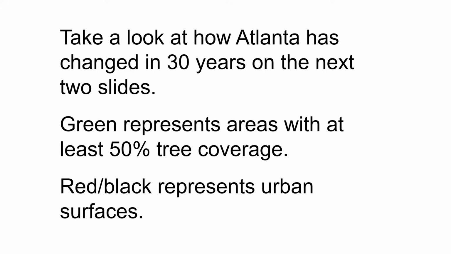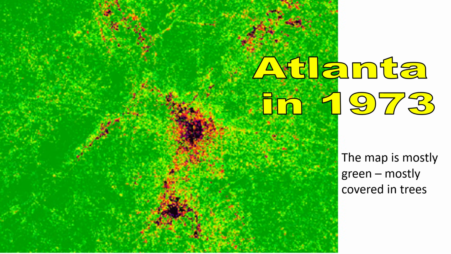And we're going to look at Atlanta as a case study. We're going to see how Atlanta has changed in 30 years. In these next two pictures, green represents an area where at least 50% of the ground is covered by trees or plants. And red or black represents the urban surfaces, roads, parking lots, dense buildings. And you see here in Atlanta in 1973, well, here's downtown Atlanta. Here's the area near the airport. Here we're getting up here, Marietta. This is getting up in Gwinnett County. So this is 1973, and there's a lot of green covering the city of Atlanta.